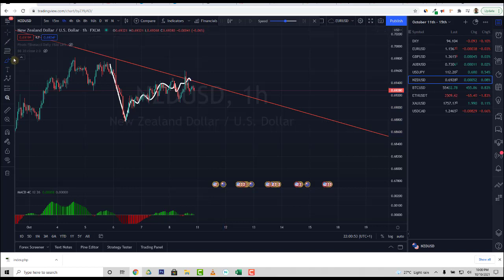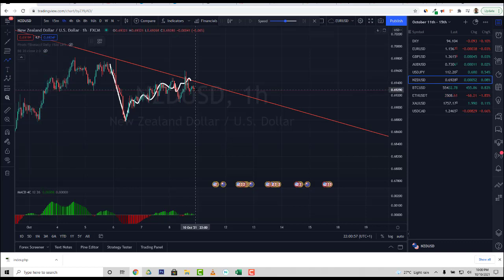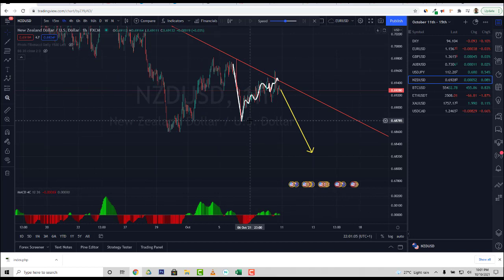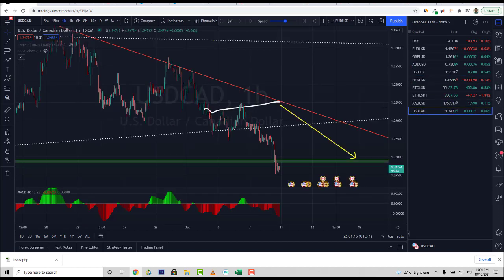All right, so I am biased, just like the COT data tells me. I am sell biased on the NZD USD. So for the NZD USD, I'll be looking for a sell setup here to take. Once I get a sell setup, I'm taking it without any hesitation. All right, so I'm going to move straight to the USD CAD. Let's check out the USD CAD.